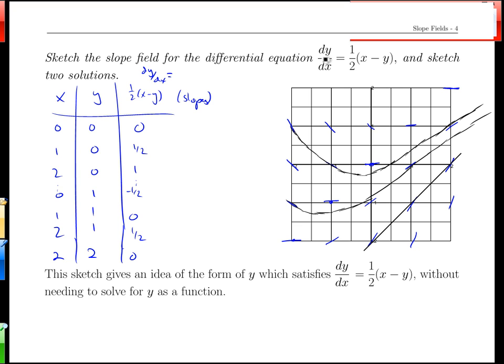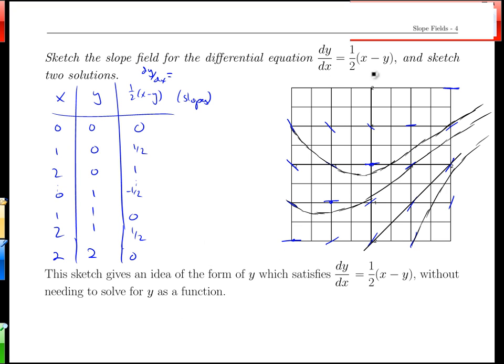The graphs of y of x, the family of solutions that satisfy this equation, are going to have something like this shape here. Depending on where we start, we get a different member of the family, but they're all going to have this rough shape as we go through the solutions.